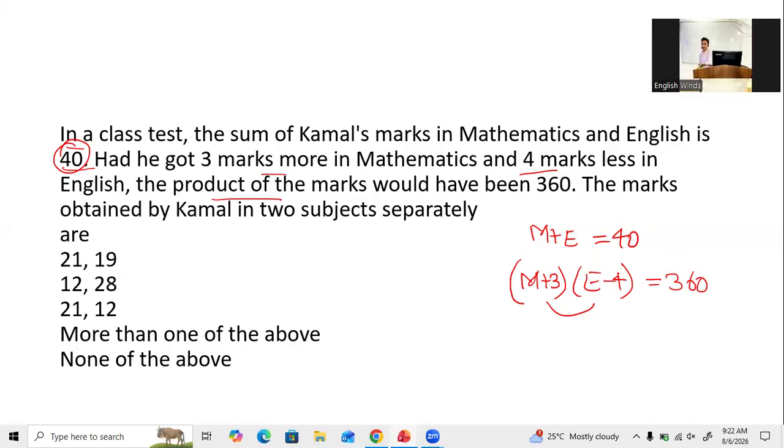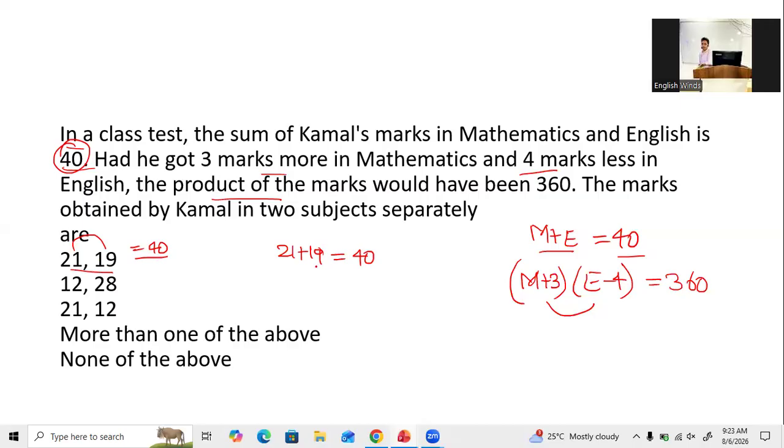So let's go ahead with this. If you add the two marks in an option, you must get 40. And if you add 3 to one and subtract 4 from the other, you must get the product as 360. That is what we need to do. Let's go with the first option: 21 plus 19 gives you 40, right?